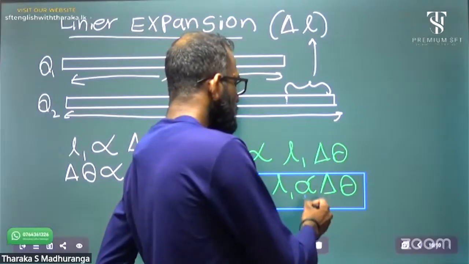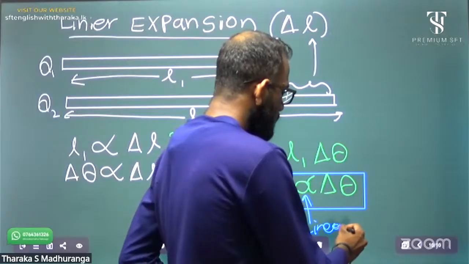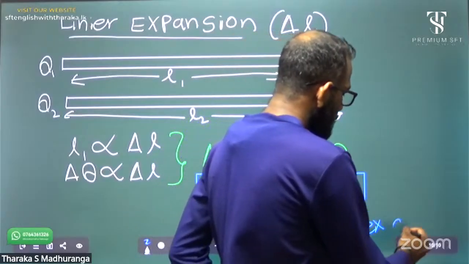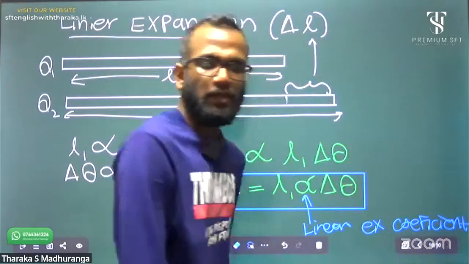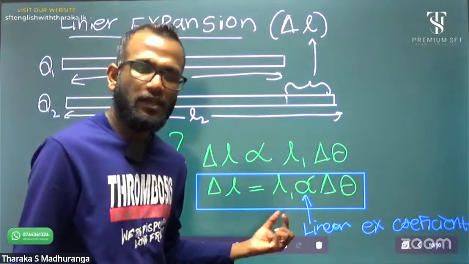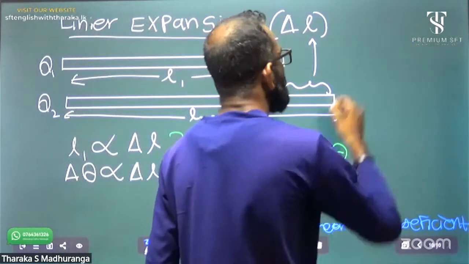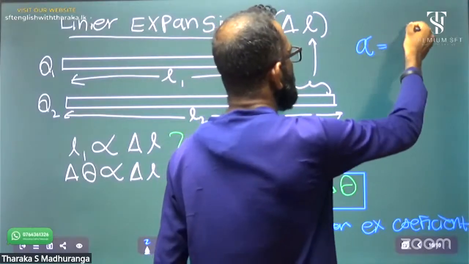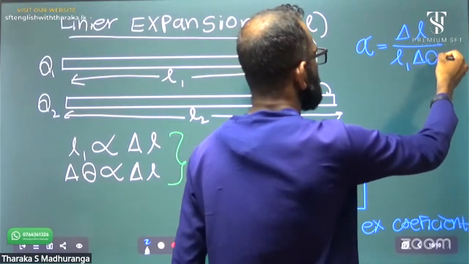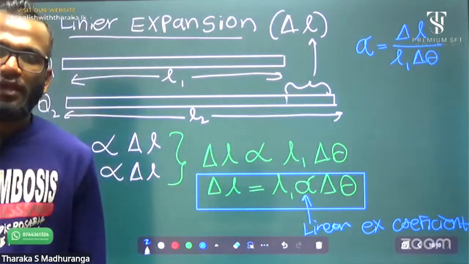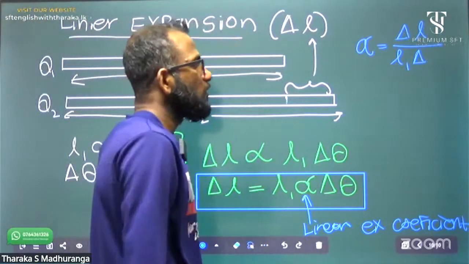Can you define the area expansion? It is linear expansion coefficient. Linear expansion coefficient. Can you define this? What's the meaning of alpha? Alpha equal delta L over, do you remember that? Delta L over L1 delta theta. Alpha equal delta L over L1 delta theta.